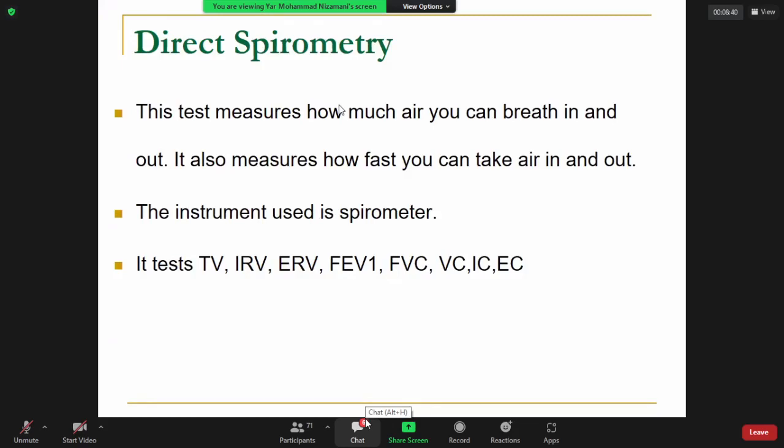Spirometry is a process by which we measure different kinds of lung volumes and capacities, bacha. People are still coming in, beta, this is a strange way of doing things. Anyway, so direct spirometry measures tidal volume. It measures inspiratory reserve volume. It measures expiratory reserve volume. It measures FEV1. It measures FVC. It measures VC. It measures IC. It also measures EC. Now, what are all these volumes and capacities that we discussed in the objective, that you should be able to define all the lung volumes and capacities with their normal values as well as their significance, right? So we will see what these are: TV, IRV, ERV, all of these.